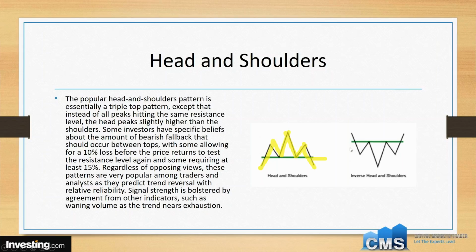So we would see this head and shoulders pattern developing when we are in an upward moving trend. The price would be moving up here, would come to the next resistance line, break through and continue moving up. So we have an uptrend. When this develops and we get the right-hand shoulder and it falls back down, that tells us that the trend is over. Signal strength is bolstered by agreement with other indicators, such as waning volume as the trend nears exhaustion.